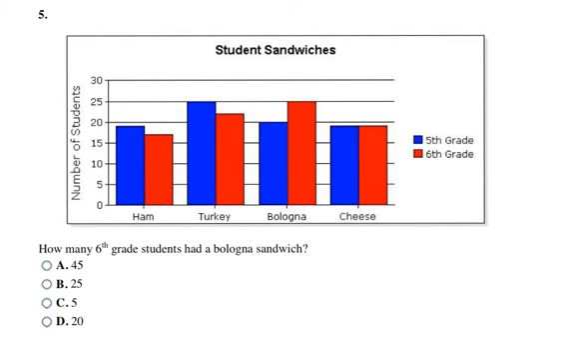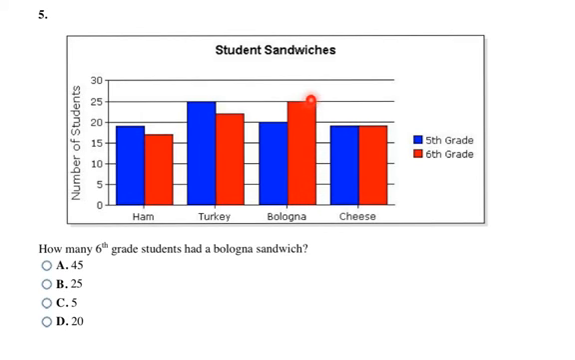Okay, in this problem here, we're looking at a bar graph, and it wants to know how many 6th grade students had a bologna sandwich. So I'm going to go over here to my key, and it shows that the red bars are the ones that represent the 6th grade students. And down here on my labels, I have bologna. So I'm going to look at the red bar under bologna, because that's going to tell me the 6th grade bologna students.